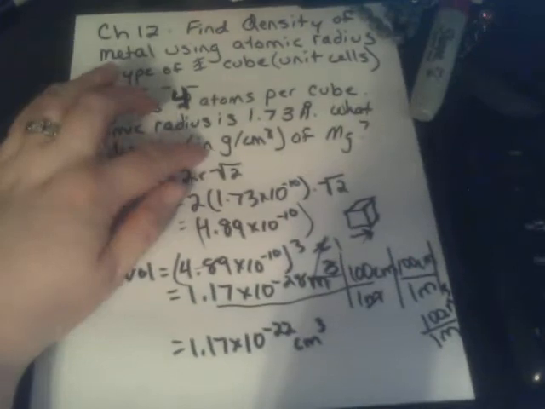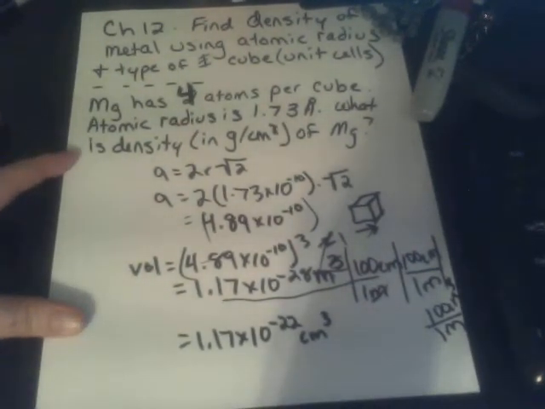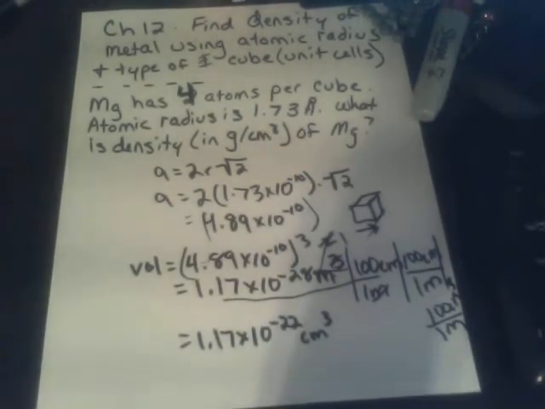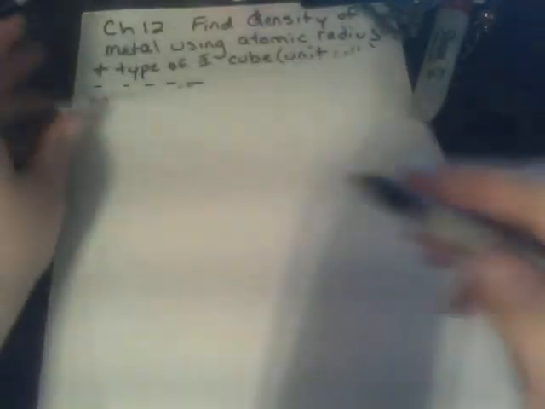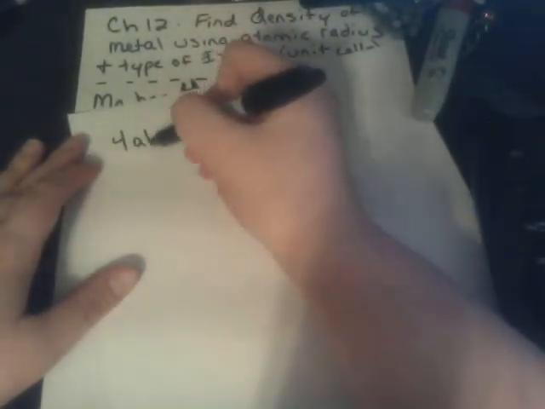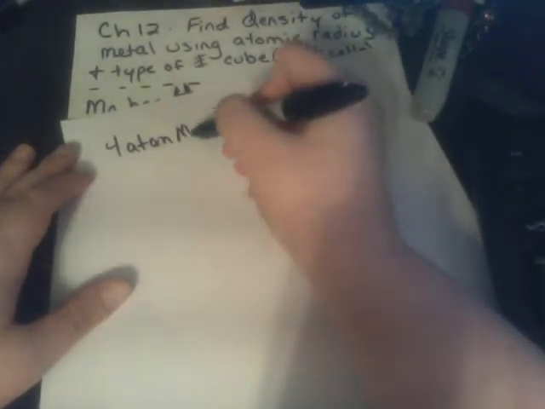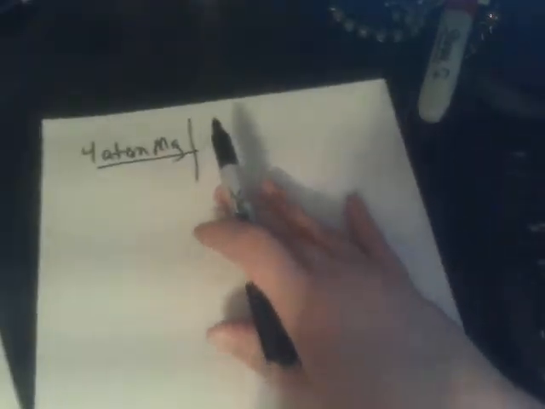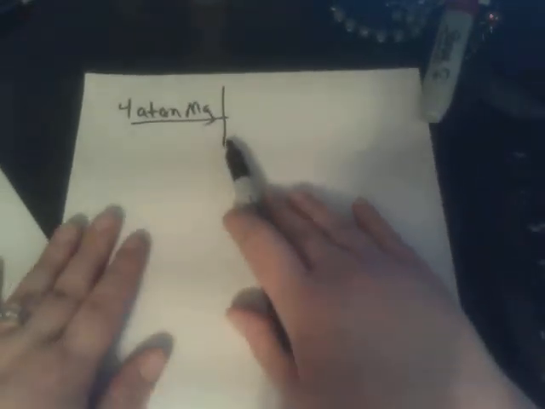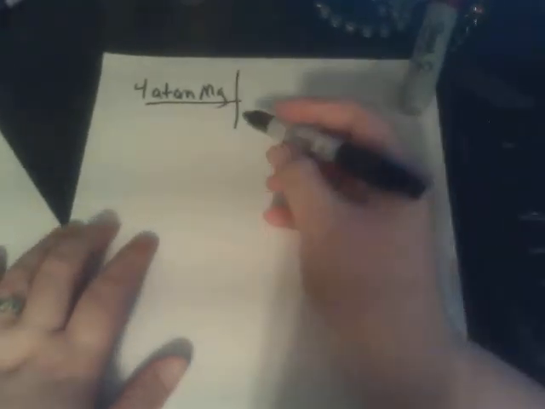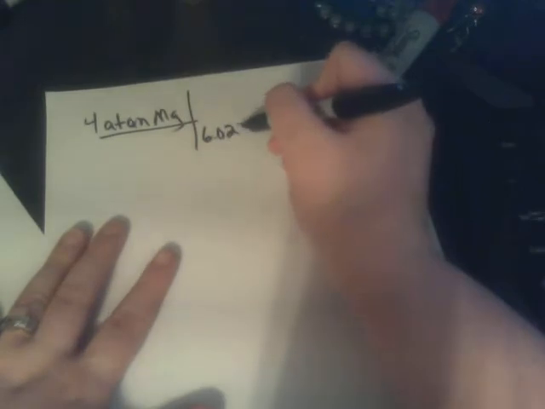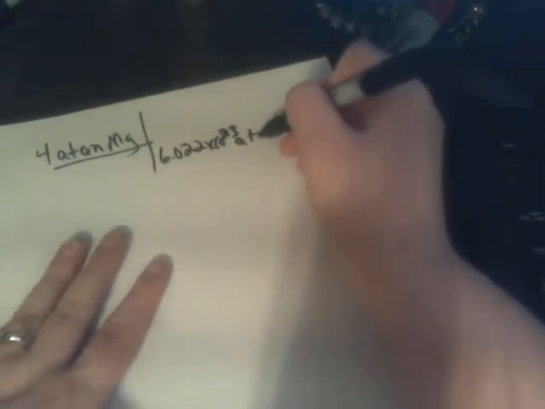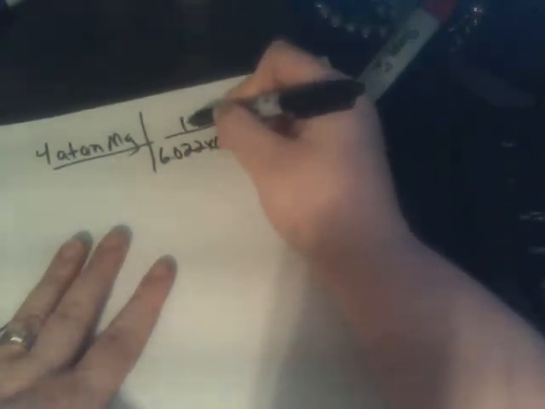All right, so we have our volume, but how do we get the mass? What is the weight of the cube? The cube only has 4 magnesium atoms, so I just need to find out how much 4 magnesium atoms weigh. I'm given 4 atoms of magnesium and I need to turn it to grams. You can't go directly from atoms to grams, you have to use moles. So there are 6.022 times 10 to the 23rd atoms per 1 mole.